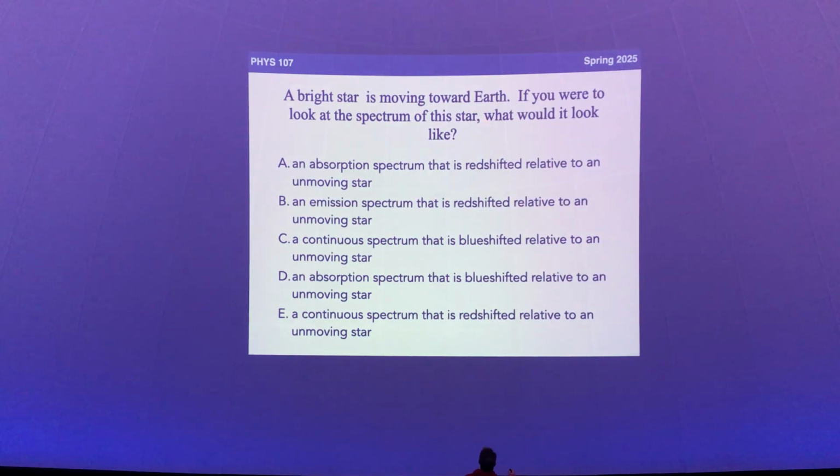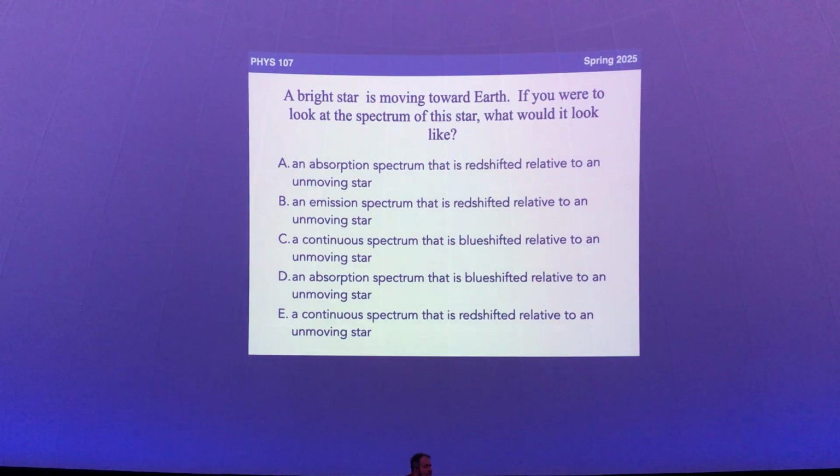Okay, a bright star is moving towards Earth. If you were looking at the spectrum of this star, what would it look like? An absorption spectrum that is redshifted relative to an unmoving star. An emission spectrum that is redshifted relative to an unmoving star. A continuous spectrum that is blue shifted. An absorption spectrum that is blue shifted. A continuous spectrum that is redshifted relative to an unmoving star.